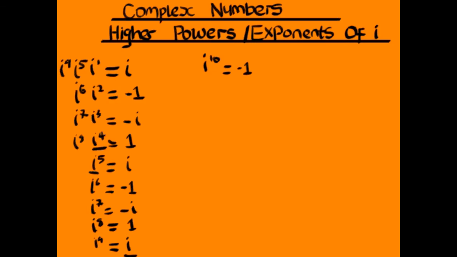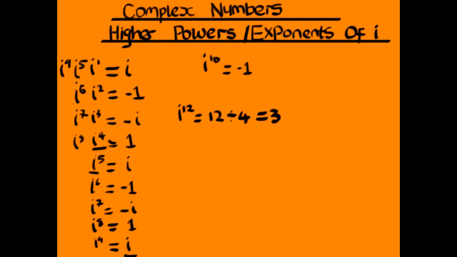Here's another trick that can help us find higher powers or higher exponents of i. Suppose we are asked to find i raised to power 12. The first step we'll take is to divide 12 by 4. 12 divided by 4 gives us 3.